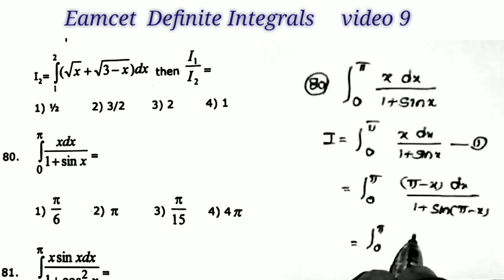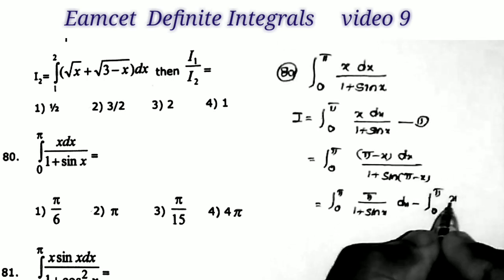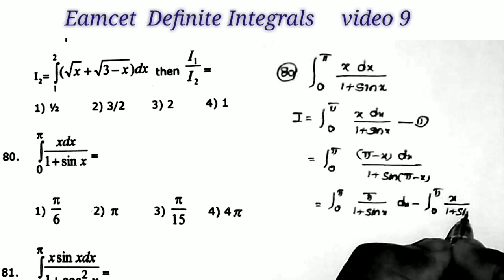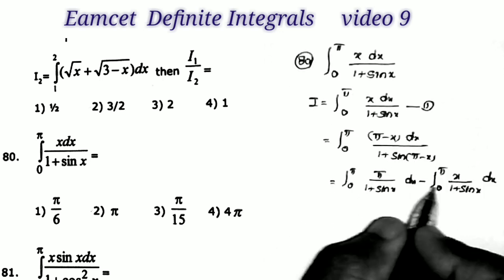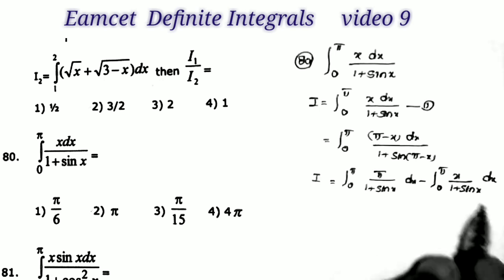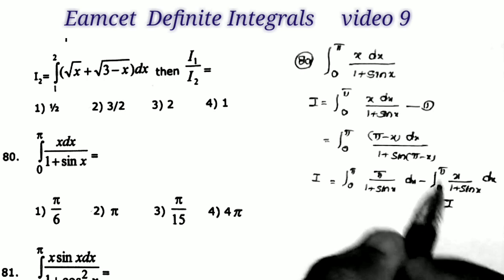Now separating the denominator, that is pi by 1 plus sin x into dx minus integral 0 to pi x by 1 plus sin x into dx. Just separating the integration and denominator. This total value again becomes I here.